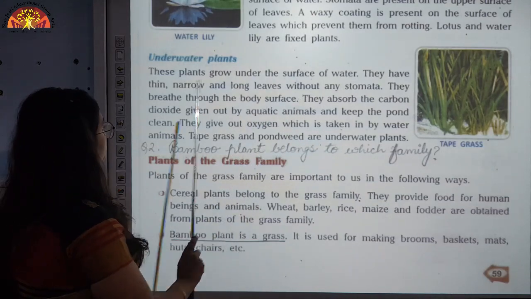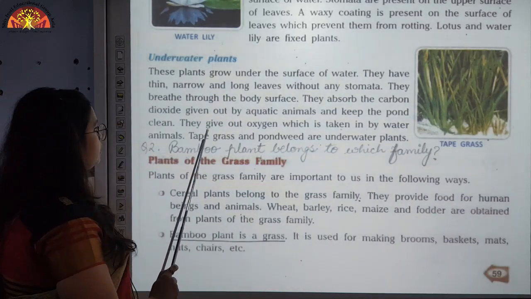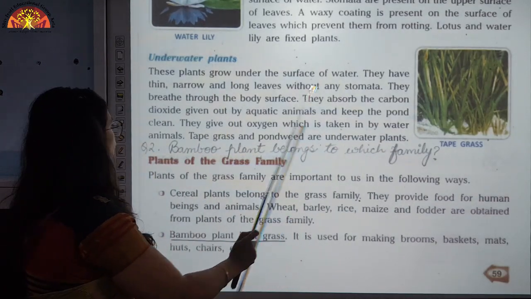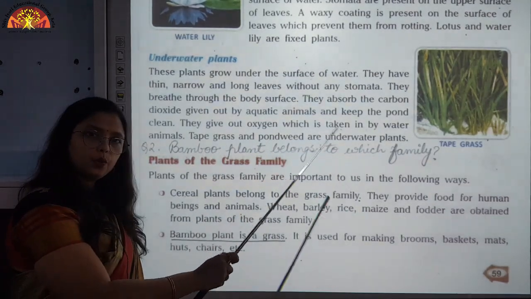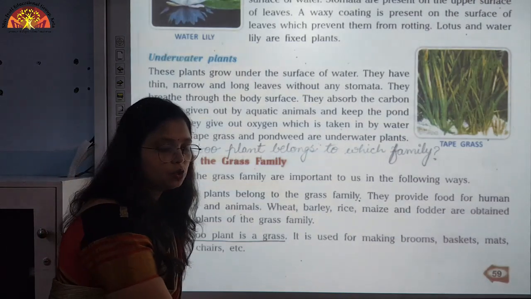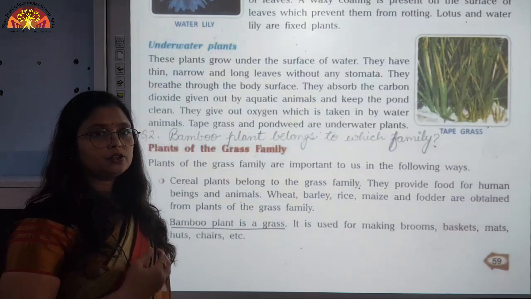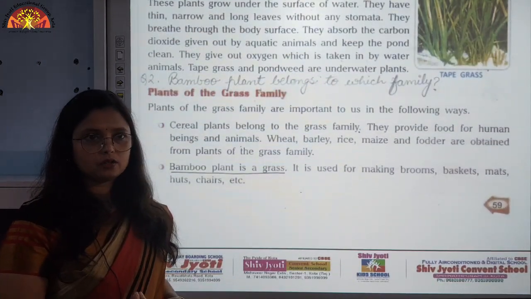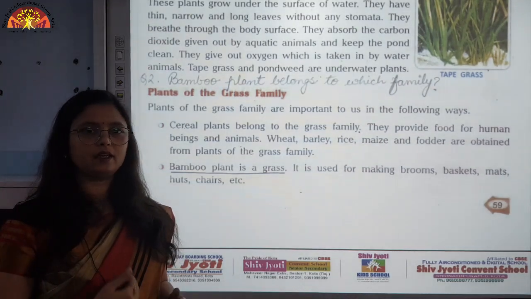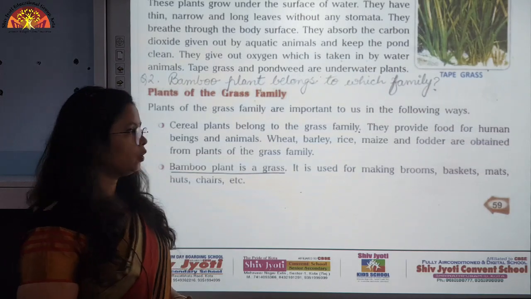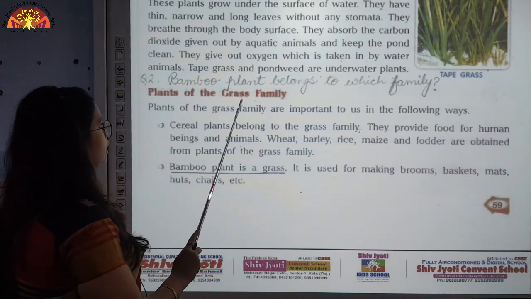Now, you see, they absorb carbon dioxide given out by aquatic animals and keep the pond clean, and they give out oxygen which is taken in by water animals, and some examples are tape grass and pond weed. Okay, because in water you know that so many animals also live, like fishes, crabs, frogs, they all live in water. So, when they breathe out, they give carbon dioxide which is dissolved in water. So, these plants take carbon dioxide from the water and they give out oxygen into the water only. Okay. So, now we come to the next topic, that is plants of the grass family.